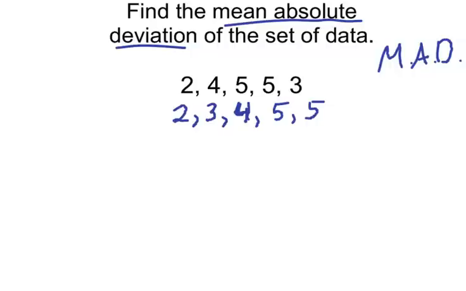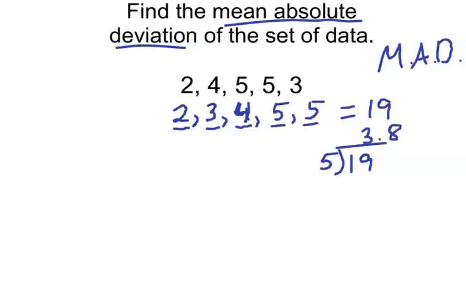Add up all the numbers and divide by 1, 2, 3, 4, 5, because that's how many numbers are in the data set. So we have 2 plus 3 plus 4 plus 5 plus 5, and that equals 19. But we have to divide by 5. 19 divided by 5 is going to be 3.8. So our mean is 3.8.